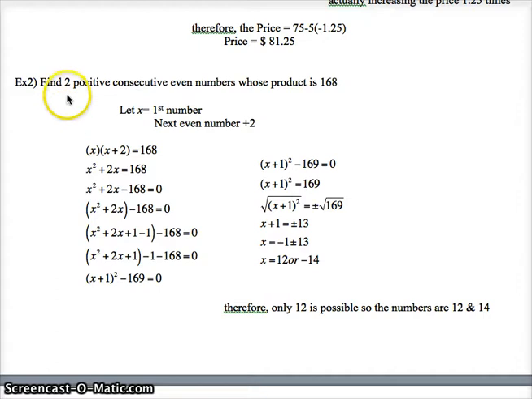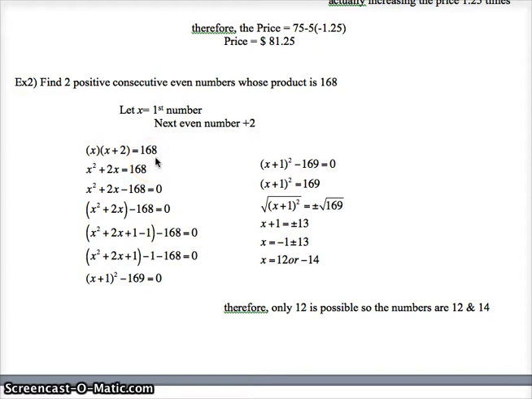Alright, so the key thing: find two positive consecutive even numbers. So they have to be positive numbers, they have to be one after the other, and they have to be even, so that their product, so we multiply them, is 168. So if we let x be the first number, the next even number, so if we pick a number like 10, the next even number is 12, we added 2. So we can write that as x and x plus 2. So the product of x and x plus 2 equals 168.